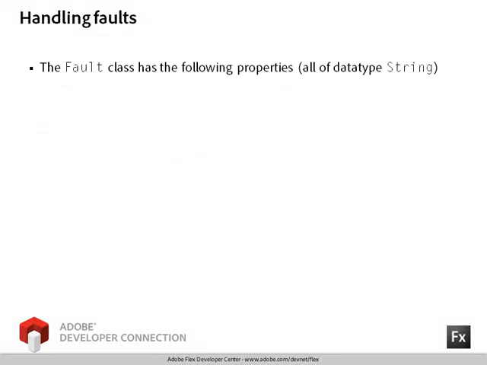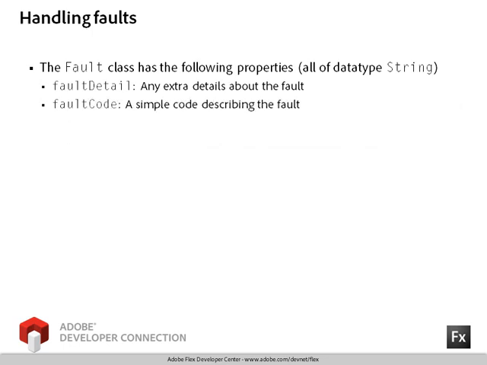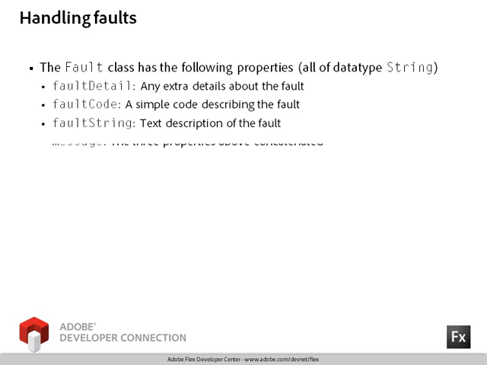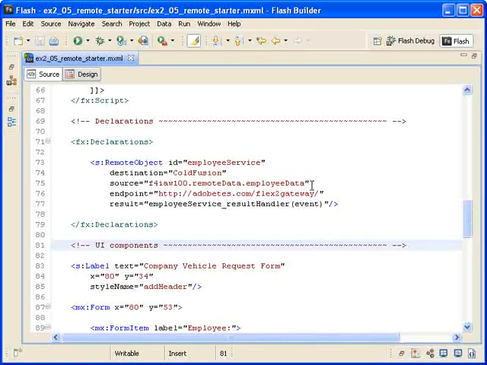The fault event class contains 4 string properties. The fault detail property contains extra details about the fault. The fault code property is a simple code for describing the fault. The fault string property is a text description of the fault, and the message property is a concatenation of the other 3 properties. I'm modifying the source property of the RemoteObject instance to reference a path that doesn't exist.